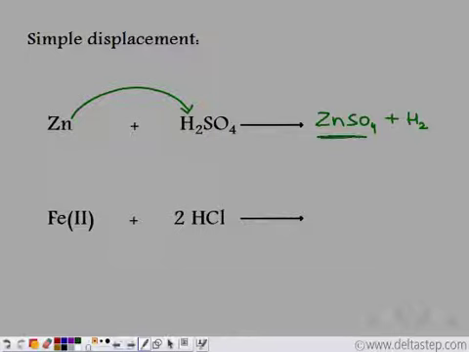Similarly, if we have iron 2, we make it react with an acid HCl. What do we get? This displaces the hydrogen. So we get FeCl2 and hydrogen gas is released. In this case, FeCl2 is a salt. So we can also form salts by simple displacement reactions.